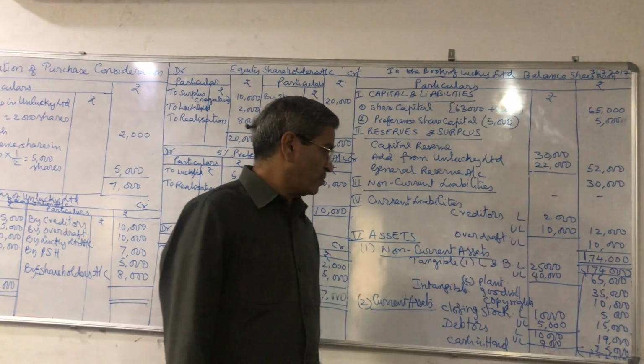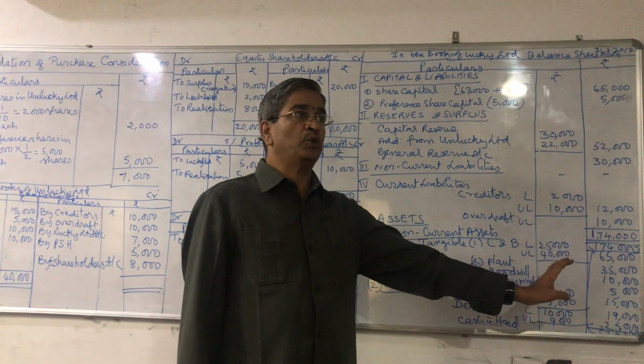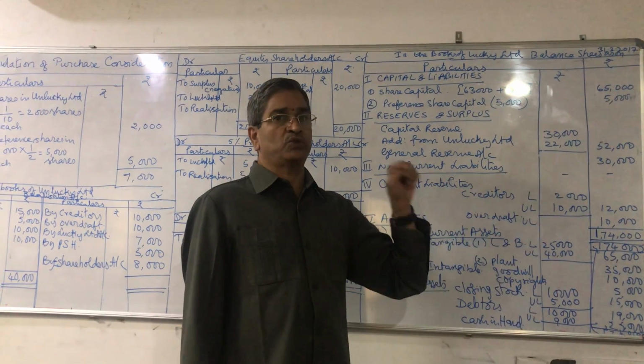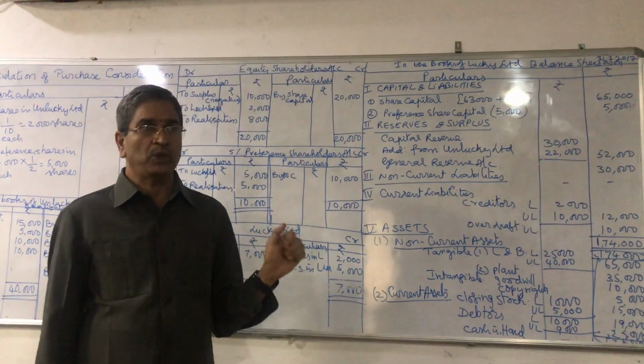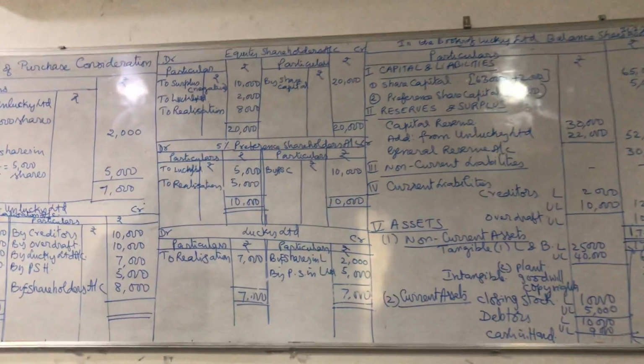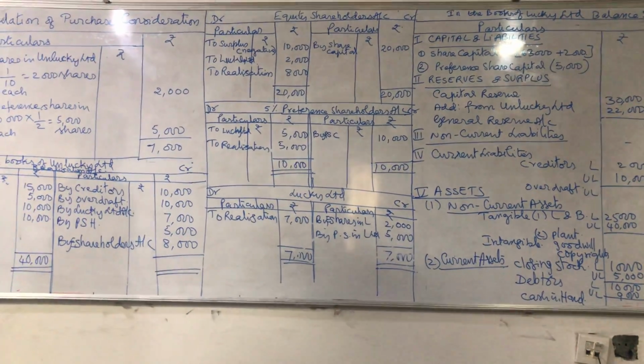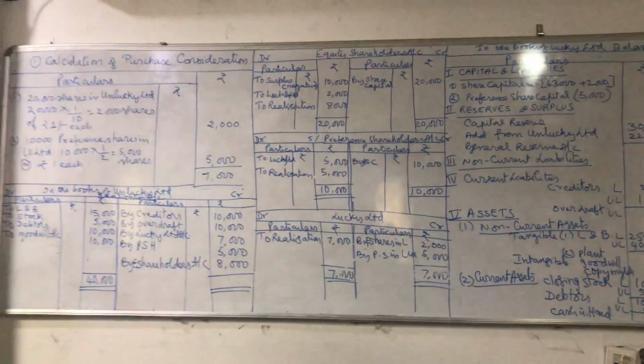Assets are listed out one by one, merging both the assets and then shown at agreed values, not the book values. That is the difference. With that, the balance sheet gets done. So this is how you need to do the amalgamation, absorption, reconstruction problems.